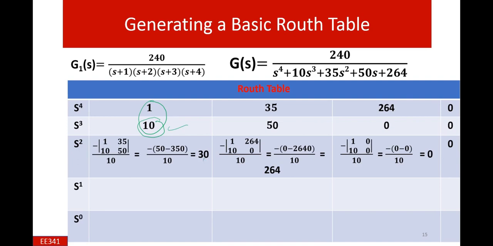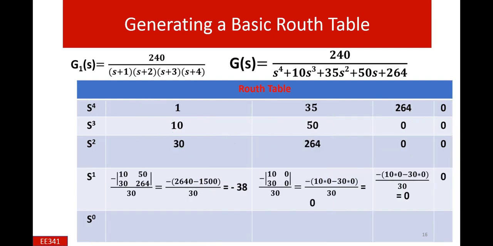So the first value is 30, and similarly to find the next value, in the next column we use 1 and 10 again, and the adjacent column elements are 264 and 0, and by solving this relation the answer is 264. So all next values will be 0 because the adjacent elements in the above two rows are all 0. So this is the way to complete the third row.